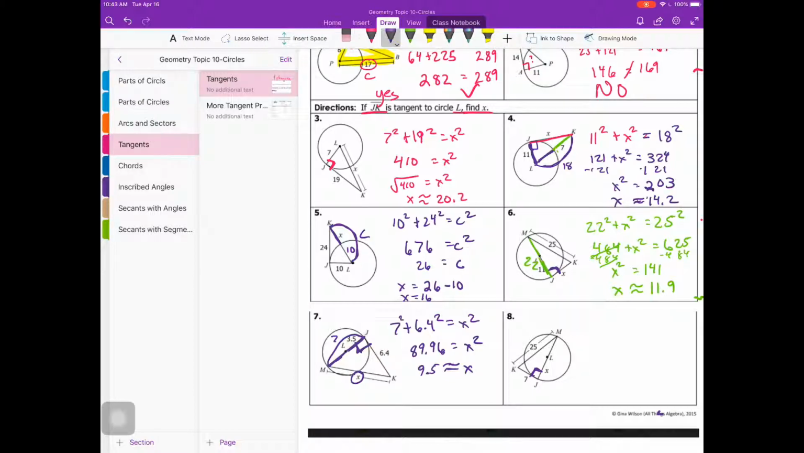We've got our right angle here. This is x and this is x, which means that this leg is 2x. So we have 2x and we have to square the whole quantity, plus 7 squared equals 25 squared. So 4x squared plus 49 equals 625. Subtract 49. And we get that 4x squared equals 576.